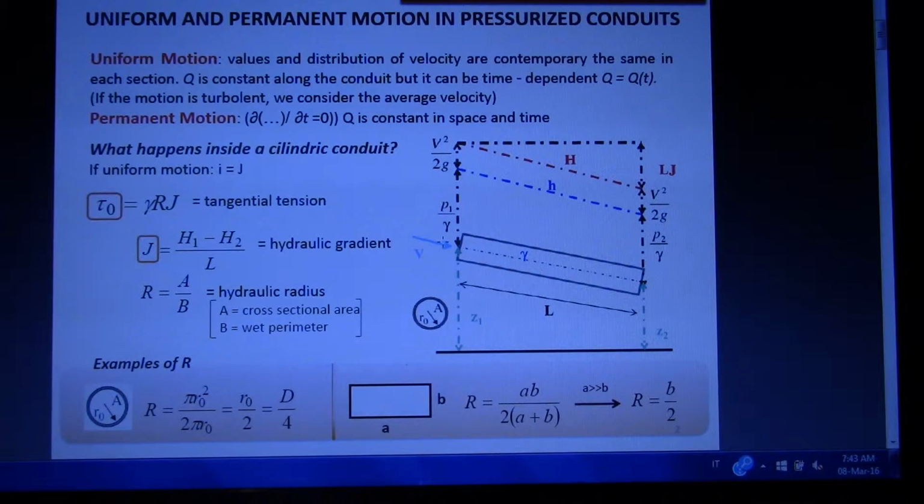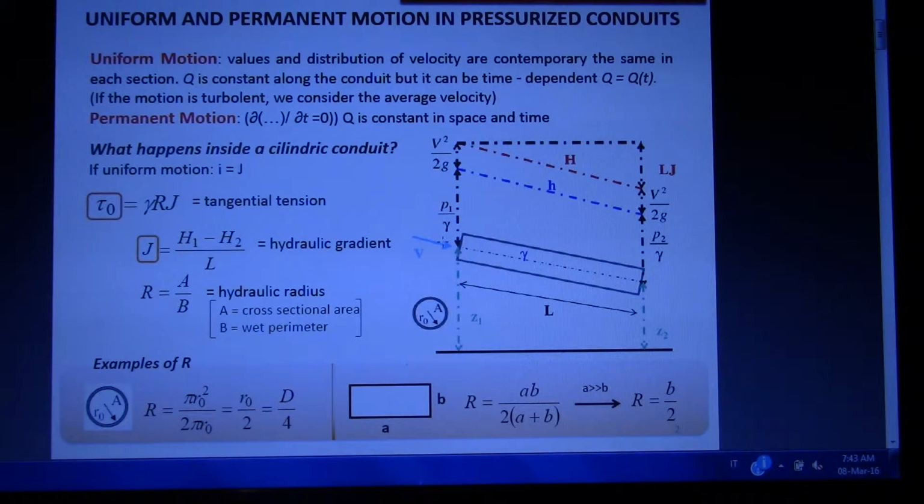Let's start with the definition of uniform and permanent motion in pressurized pipes. Basically, a uniform motion is a condition where the values and distribution of velocity are contemporarily the same in each section along the motion of your flow. The volumetric discharge remains constant along the conduit, but can be time dependent, which means that your volumetric discharge can change along the time, but it's the same for each section.